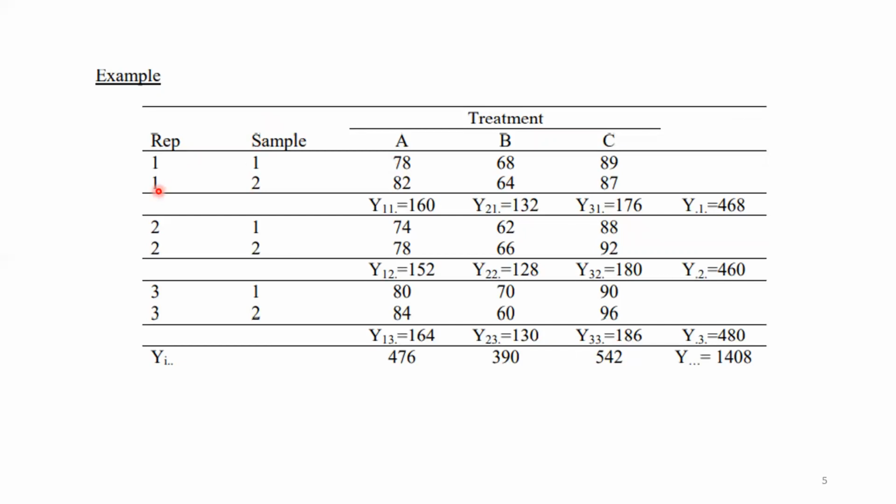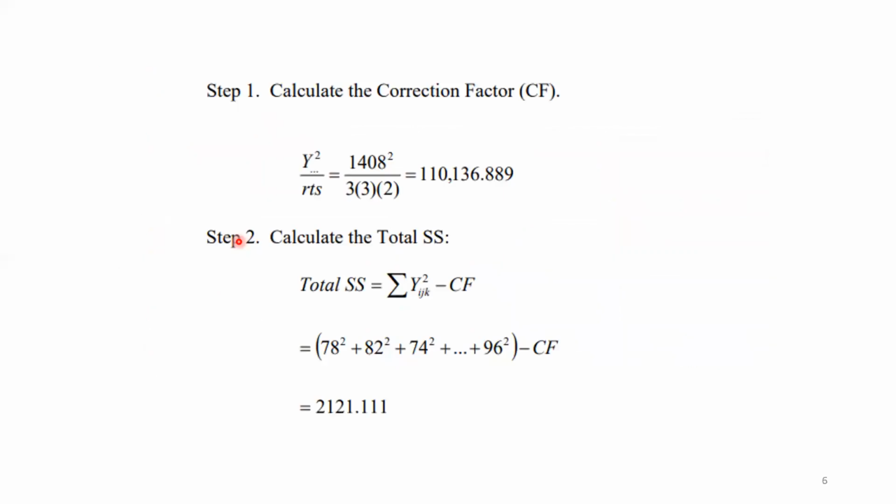Now, we have three treatments and three replications. Under each replication, we have two samples. So this is the case, and this is the way of doing the calculations. These are the steps. This is the first step.